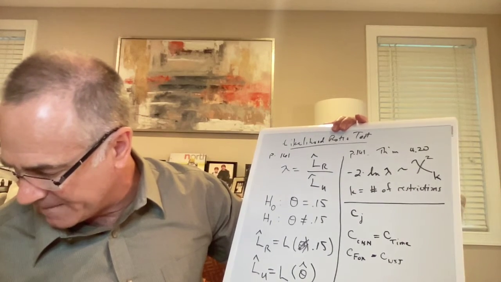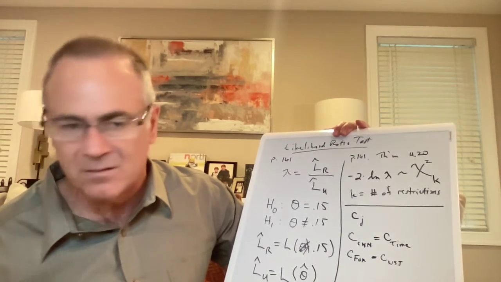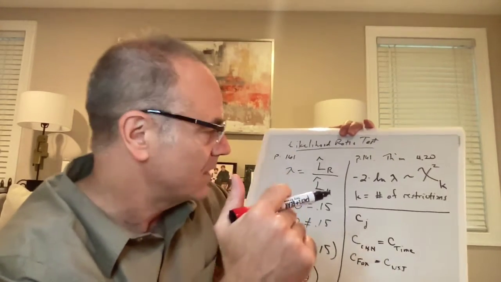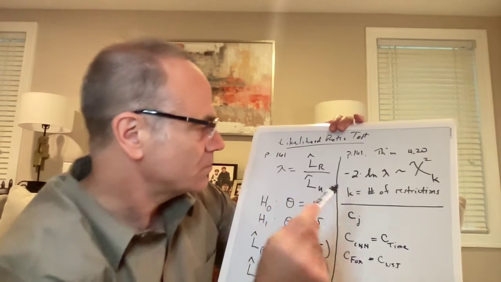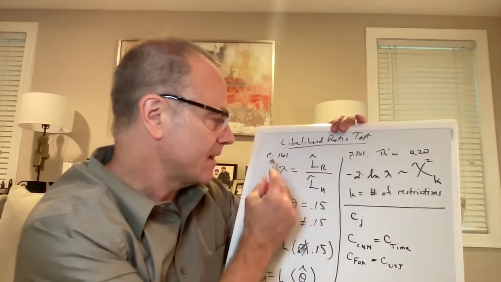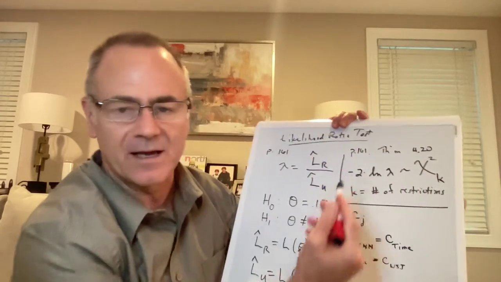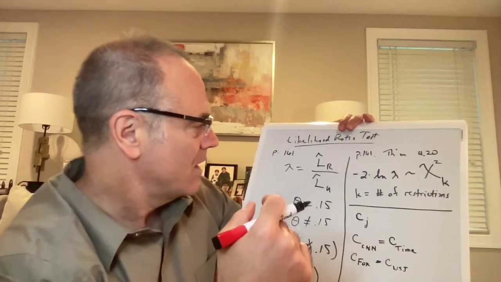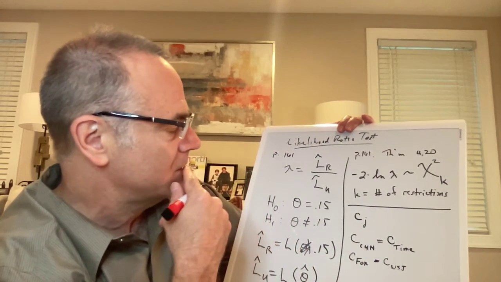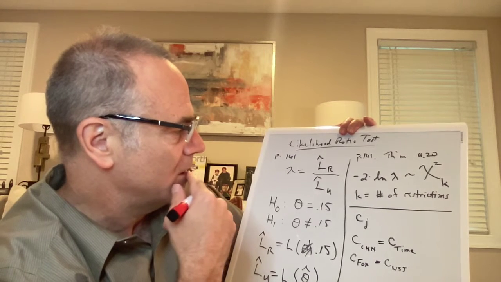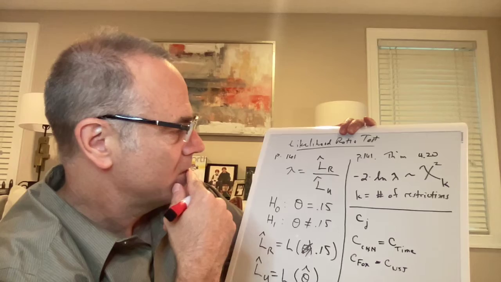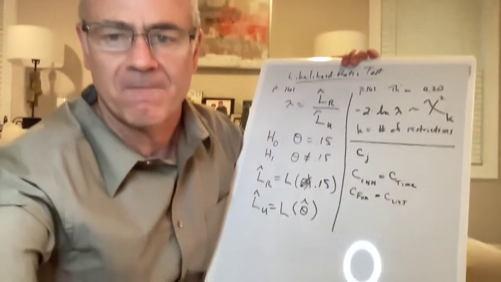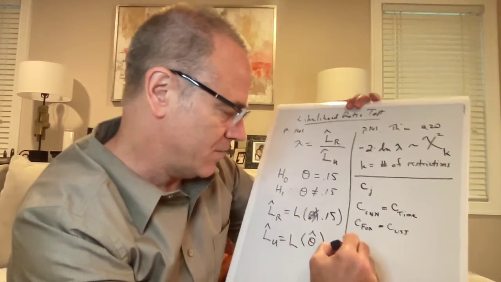Now, one final thing before I go to lecture 2.7. Notice that we take lambda, then we take the log of lambda, and multiply it by -2. Okay, let me go back. For a chi-square distribution, it looks something like this.